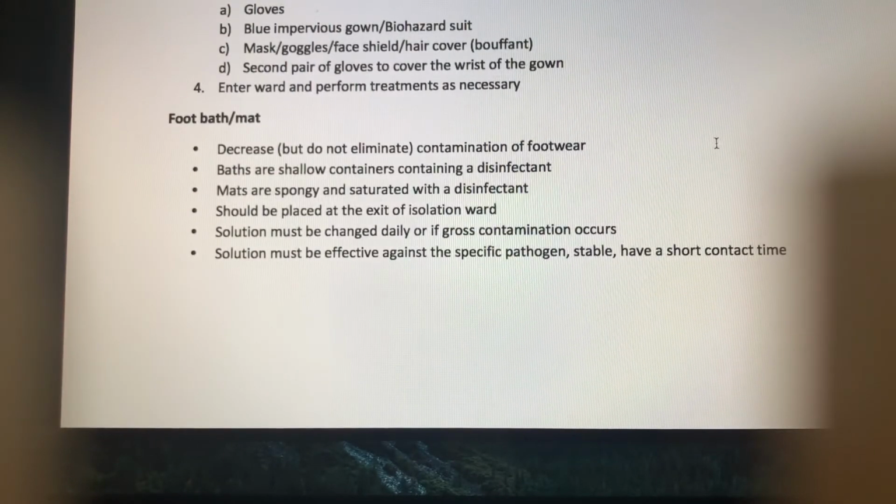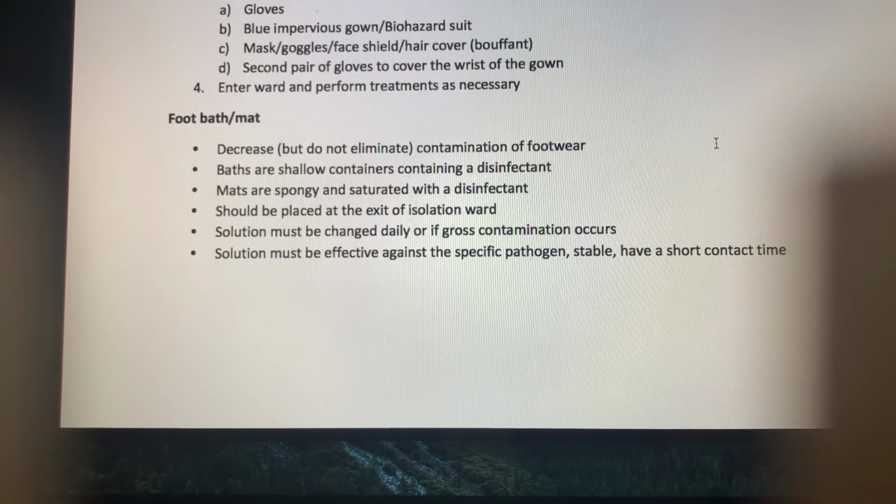So foot baths or foot mats are placed at the exit of the isolation ward. And that solution has to be changed daily or if there's any gross contamination. If you can see organic material in there, your disinfectant is no longer disinfecting. And the solution of choice has to be effective against the specific pathogen. That just makes sense, right? No point in having a disinfectant in there that doesn't kill parvo if the animal in your isolation ward has parvo. The solution has to be stable and it has to have a short contact time.